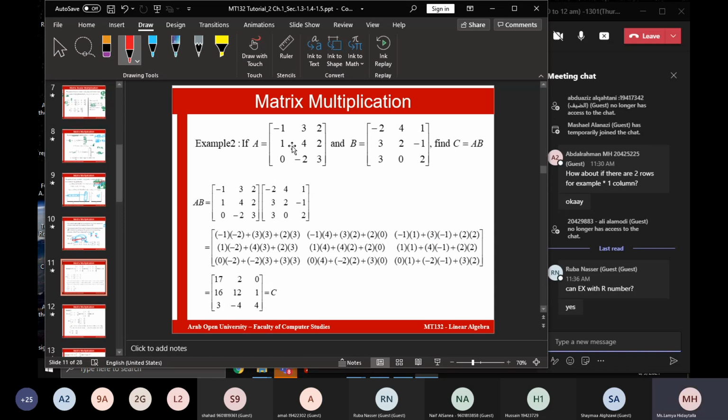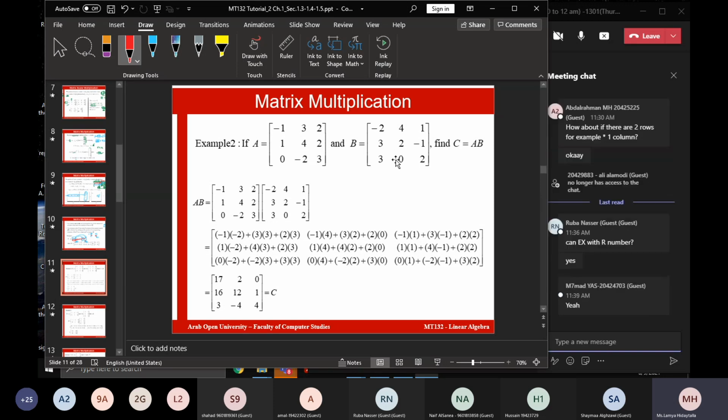Any question for now? Now this is A and this is B. What is A times B?